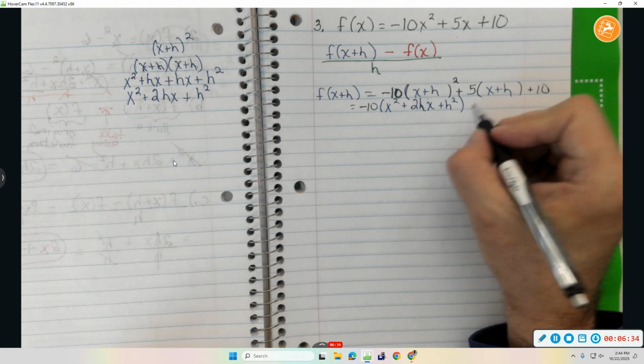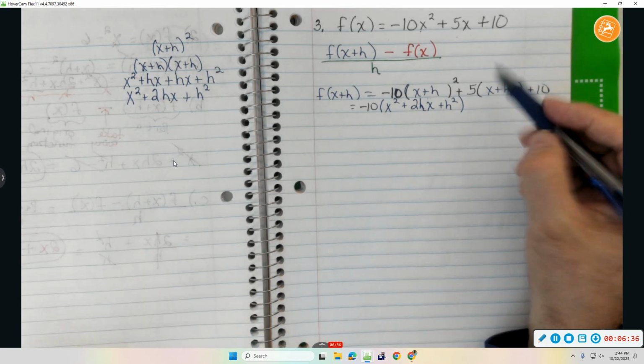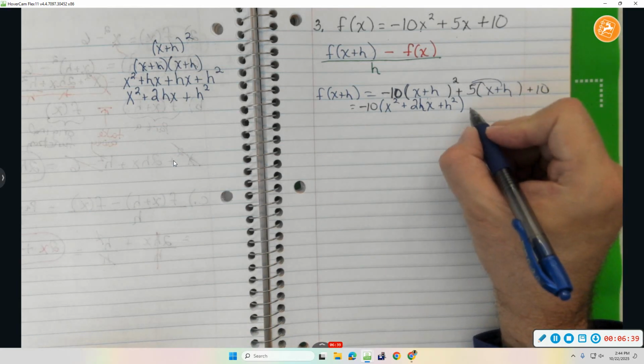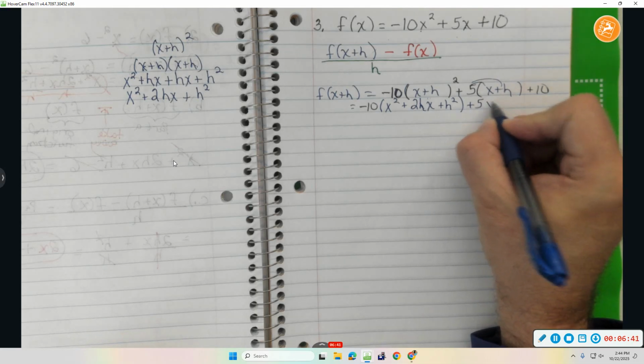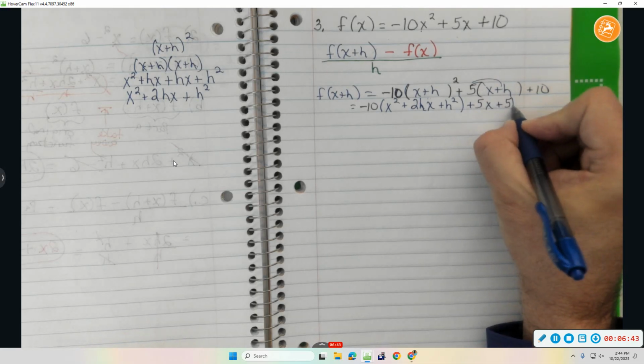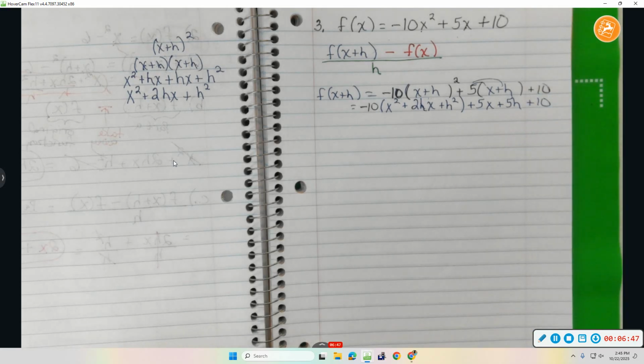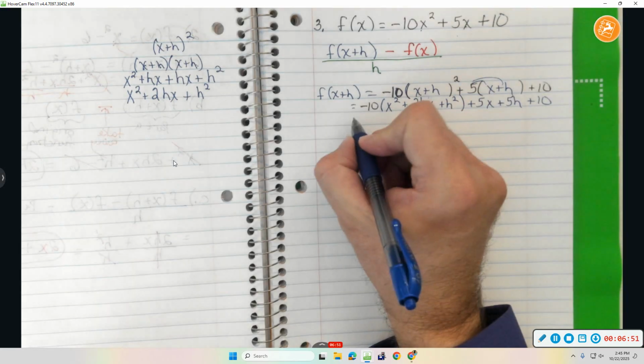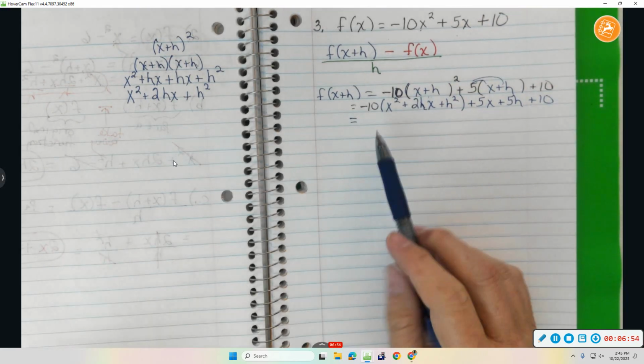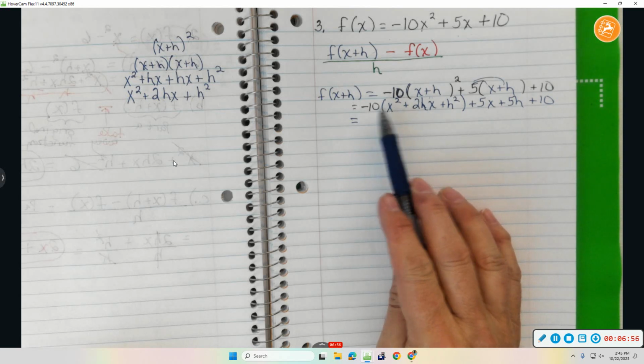And I guess I could just go ahead and distribute this 5 right now. So it's a plus 5x and a plus 5h. And then we have the plus 10. You see, I thought you were just going to stick on a negative 10 right there. So I did. That's okay. Your form's better than what I was going to do.